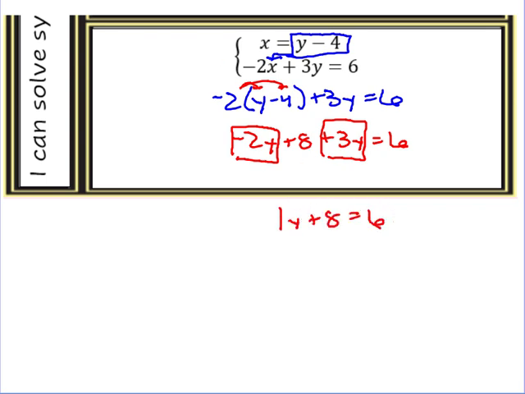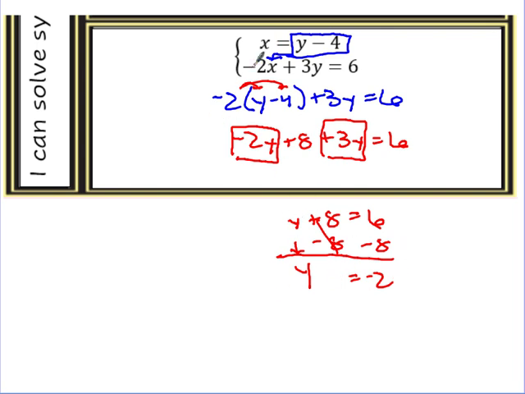Well, a lot of you are saying, Mr. G, why did you write the 1? You don't need to. Yeah, 1 times y is just y. So really, I have y plus 8 equals 6. Subtract 8 from both sides. I feel like we get negative 2 a lot. It's interesting how that worked out. Y equals negative 2.